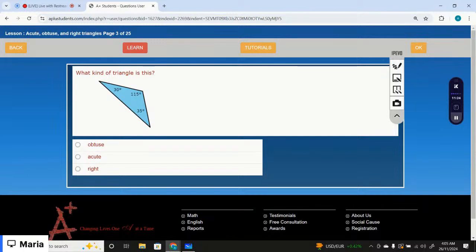What kind of triangle is this? 30 degrees, 115 degrees and 35 degrees. So which is the correct option?